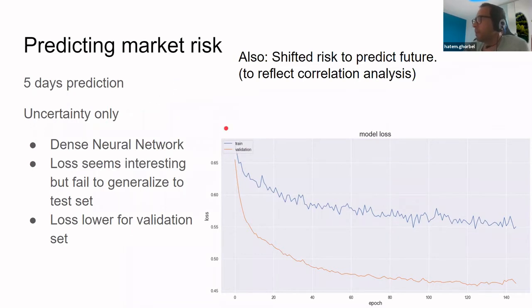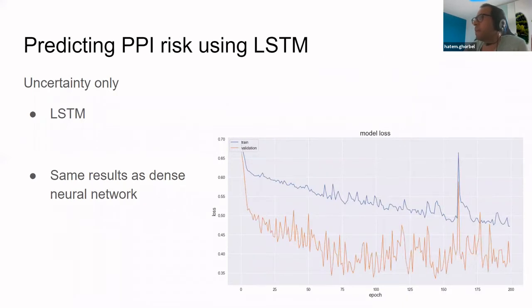So the result is not very convincing, in the sense that we can see the loss function between the training and the validation, which means that the result is not really very performant. So we changed to using an LSTM model. Here the results are somewhat better.